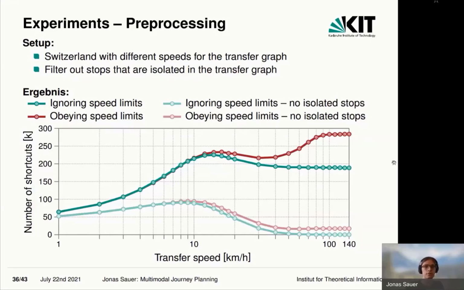into the transfer graph. And so if we filter out these stops, we see that the number of shortcuts declines, because stops that are isolated in the transfer graph don't have a solution that doesn't use public transit, so we always get an intermediate transfer somewhere. But if we filter them out, we see that the number of shortcuts declines to 0. So ULTRA is practical for any kind of transfer speed because the number of shortcuts remains low.